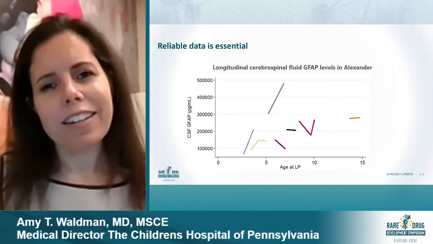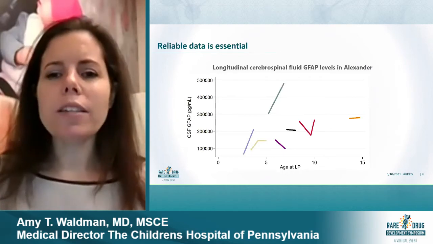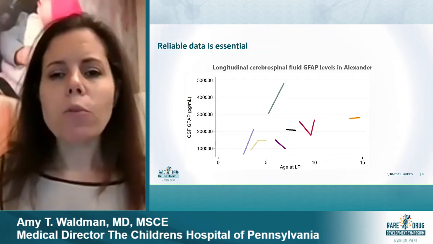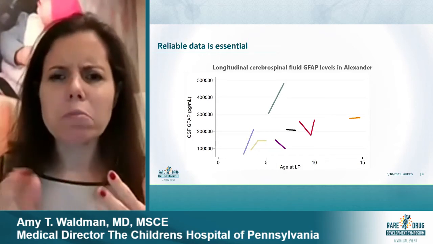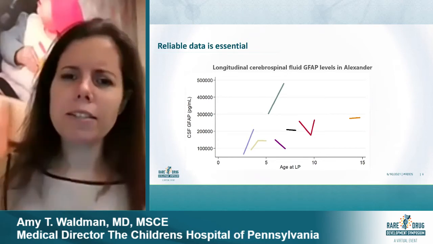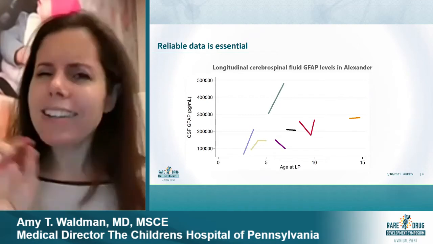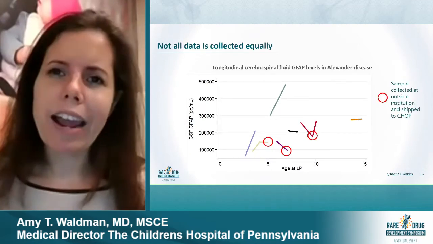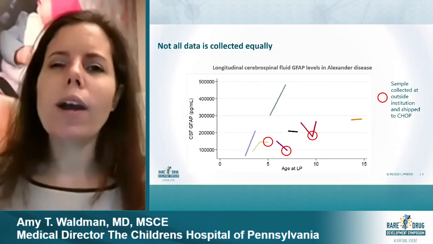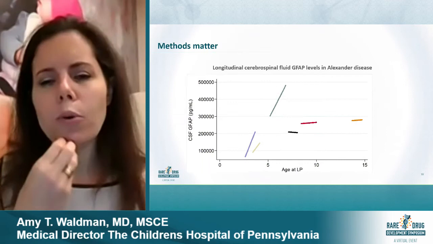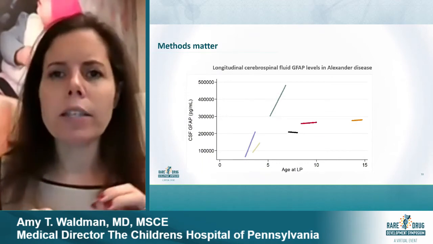But reliable data is key. We did a study where we looked at these longitudinal changes over time, and we noticed that the data looked all over the place. Sometimes it's going up, sometimes it's going down, sometimes it's staying stable. But when we did a deeper dive, these data points were not collected at our institution and were not processed in exactly the same way. When you remove those data points, then you start to see some different trends in our data.